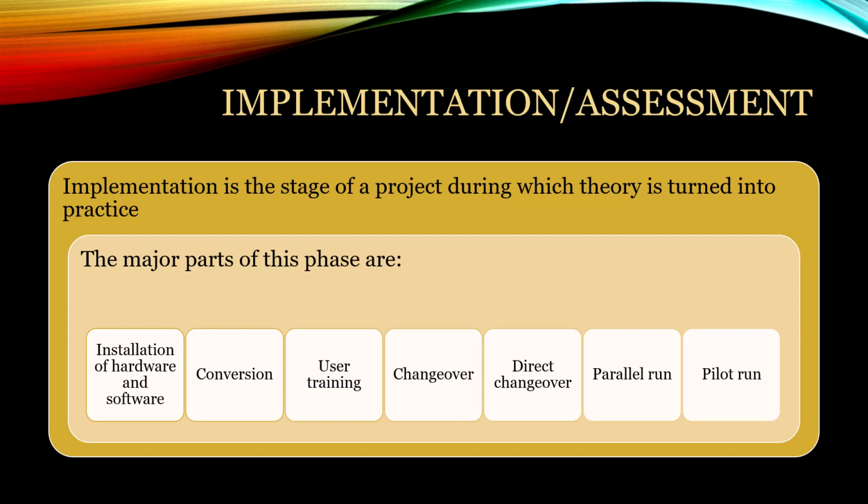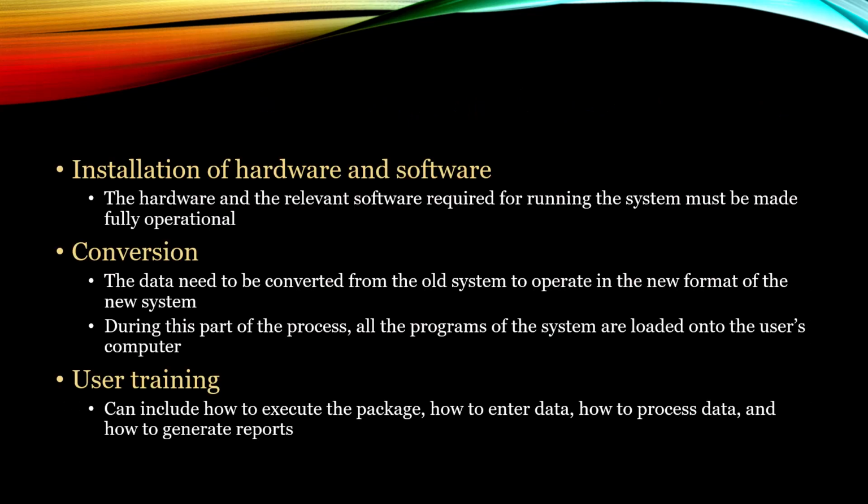So first of all, installation of hardware or software, we already know that. That's the installation of the appropriate modules that need to be fully functional. Conversion, that's going to be cleaning up the data so that it works within the new program. The user training, people need to know how to use this new software, so user training on the new package has to be present. Again, changeover, just that. It's how we're going to get people from the old system to the new system. Direct changeover, parallel run, or pilot run.